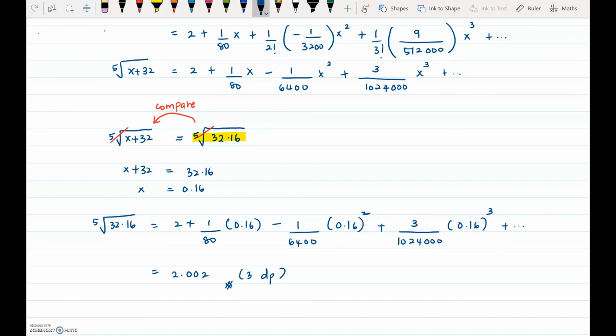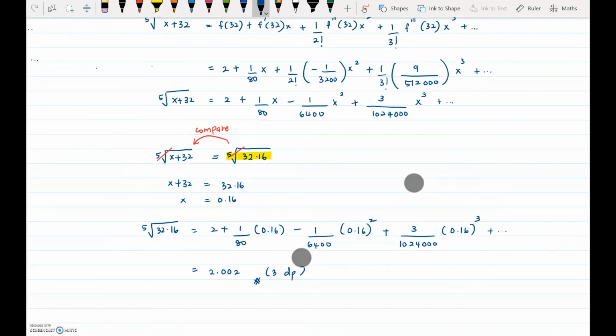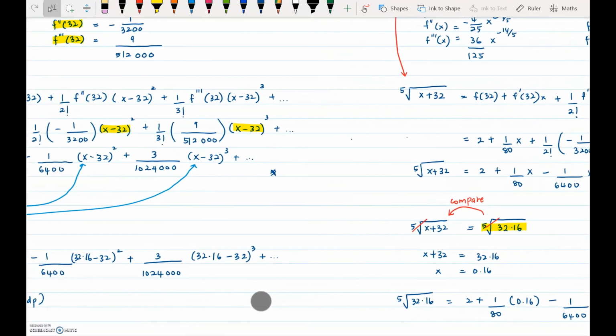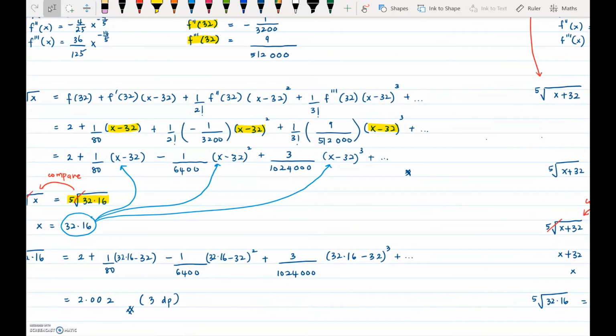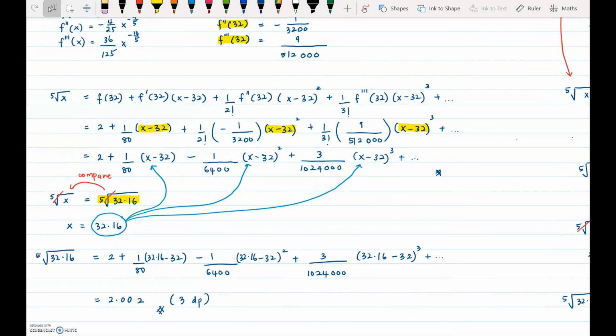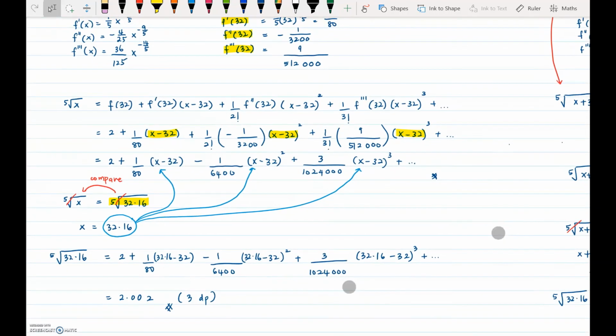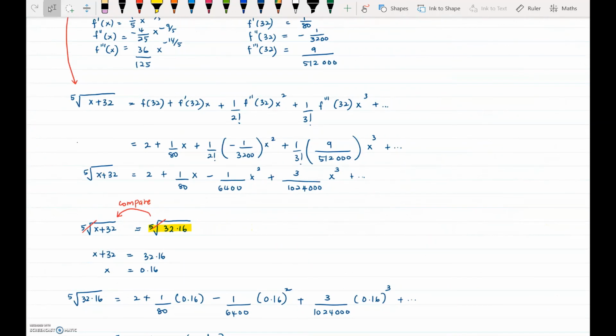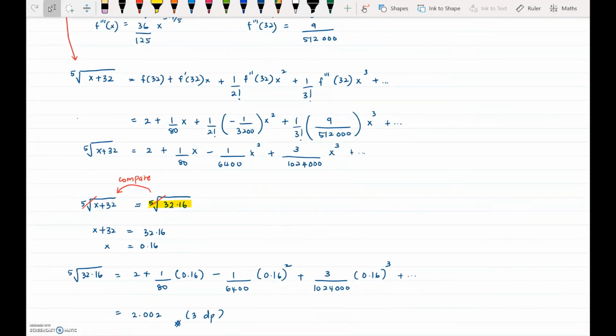Okay, now let's compare with the previous example. You will get the similar answer, right? So the difference is just the series that you use. Either you use the first one f(x) or the second one f(x plus a). Okay, class? Alright, thank you.